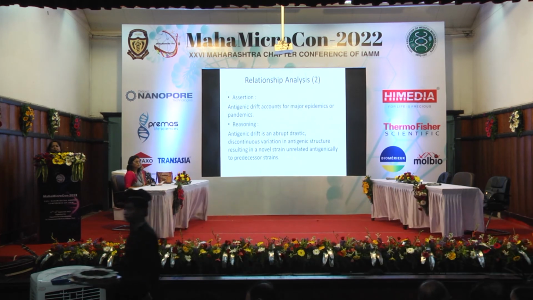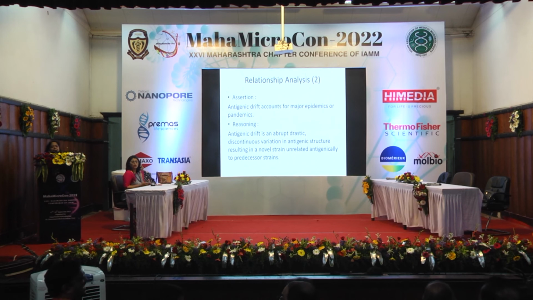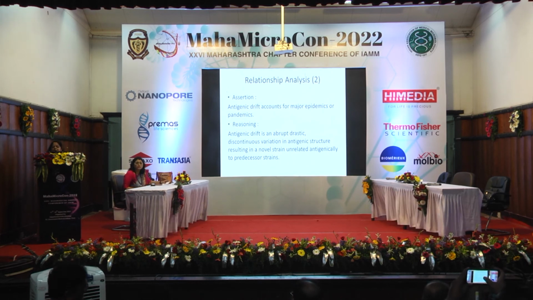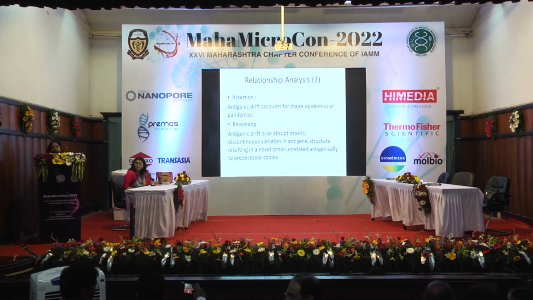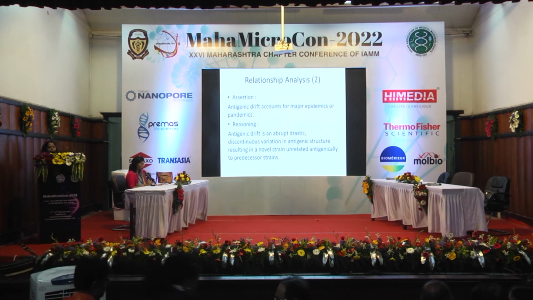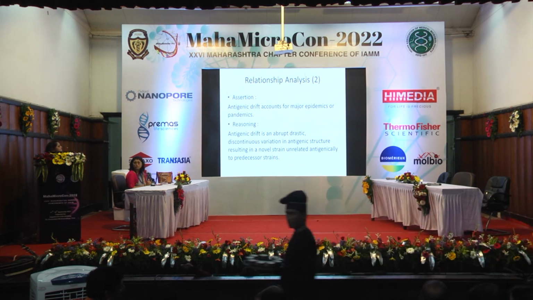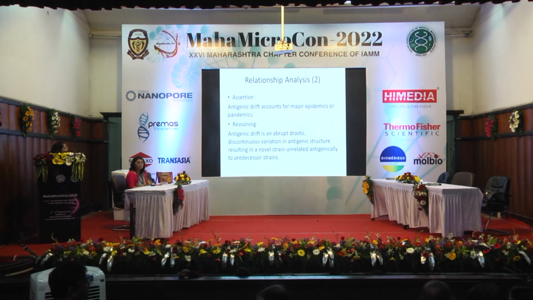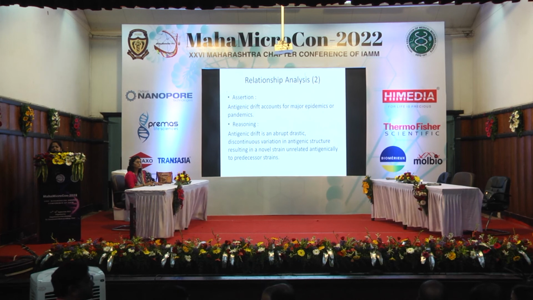Next question. Assertion: antigenic drift accounts for major epidemics or pandemics of influenza. Reasoning: antigenic drift is an abrupt, drastic, discontinuous variation in antigenic structure resulting in a novel strain unrelated antigenically to the predecessor strain. You have to take the correct option in your answer sheet.